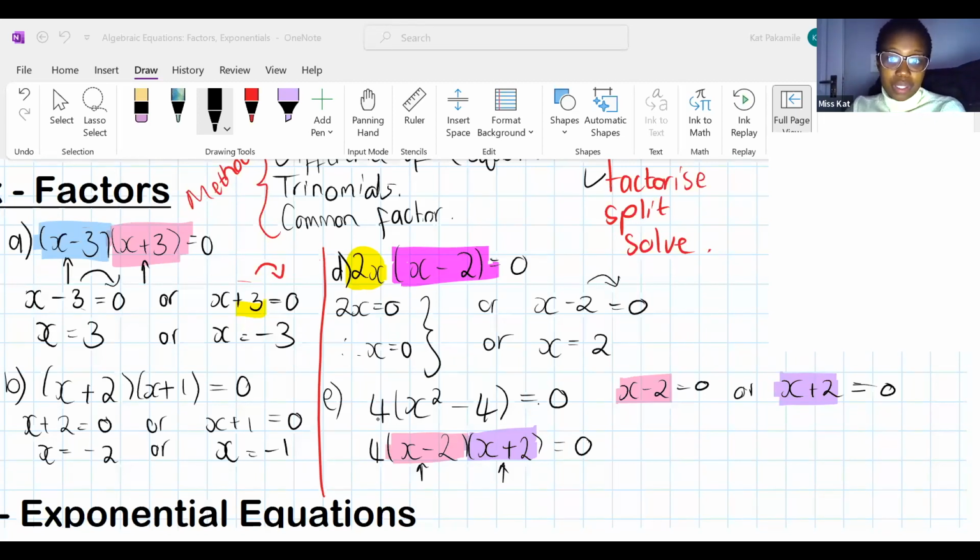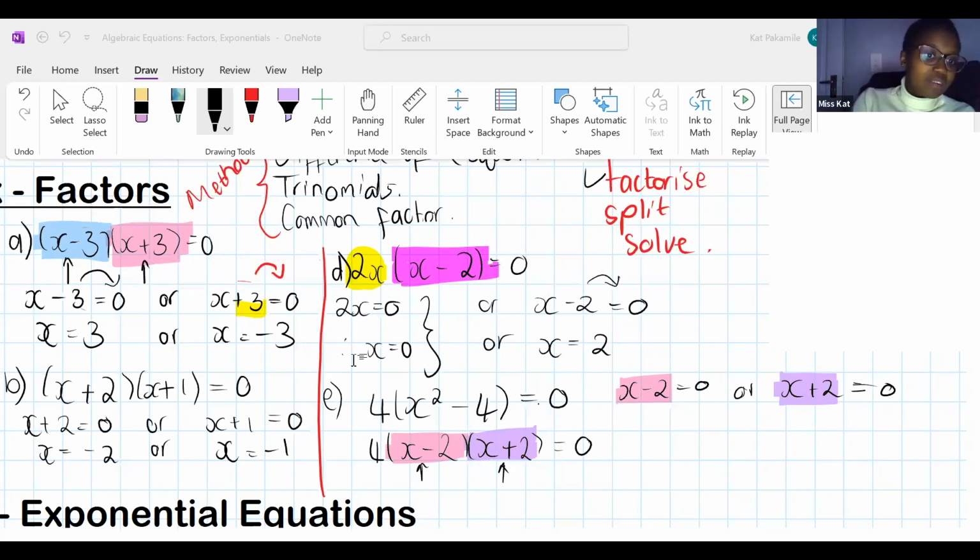Yes, I wanted to ask about that as well for D. If we divided the one that you've highlighted by 2, wouldn't we still have x outside the bracket and then x minus 2 equals 0? And when we would split it, it would just be x equals 0 and then x minus 2 equals 0. Oh, x minus, yeah. I get what you mean.